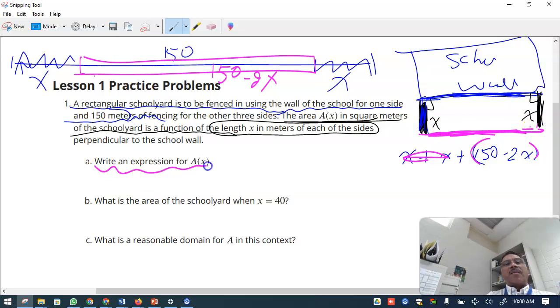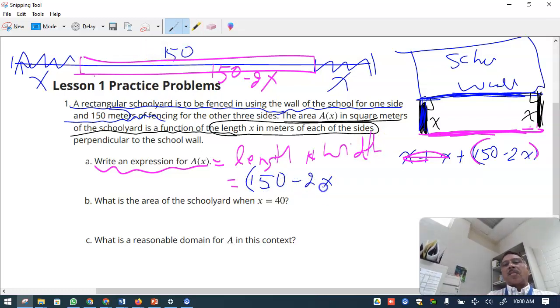So write the area function. The area is length times width, and the length is 150 minus 2x, and the width is x, this part, right? So that's the area function. Second question: what is the area of the schoolyard if x is 40?